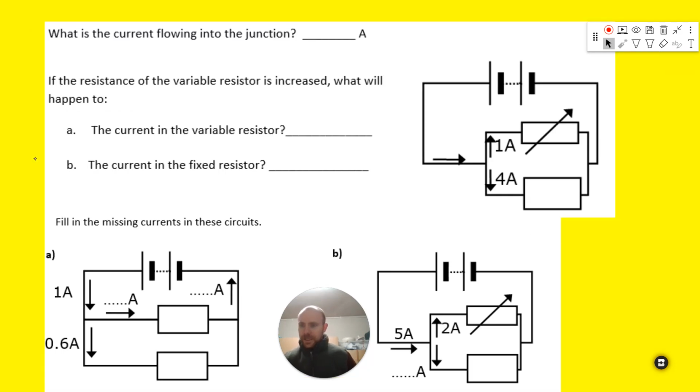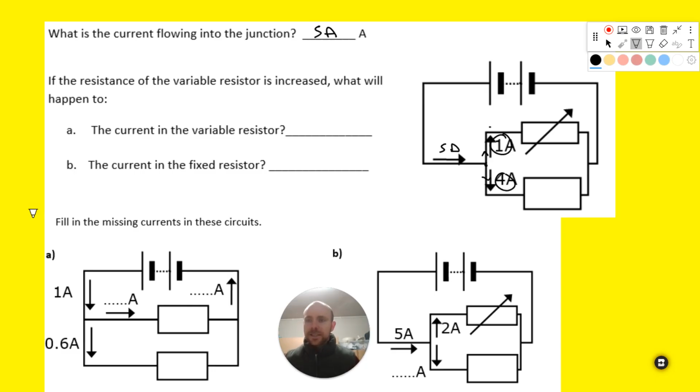Here's another question. Pause the video, have a go at those. So what's the current flowing into the junction here? Well, these two are in parallel. Yeah, there's a junction here. What's coming out of the junction must be equal to what's going into the junction. So we must have 5 amps, 1 plus 4, going into that junction.